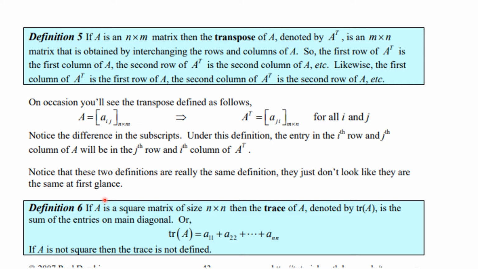We also are going to define something else that will come up in equations and theorems and proofs, and this is called the trace of a matrix A. Now, for the trace to be defined, you do need a square matrix, so this is of size n by n. The trace of A, usually denoted tr, the first two letters of trace, of A, is the sum of the entries on the main diagonal, or the trace of A is A11 plus A22 plus all the way down to ANN. And again, if A is not square, then the trace is not defined.